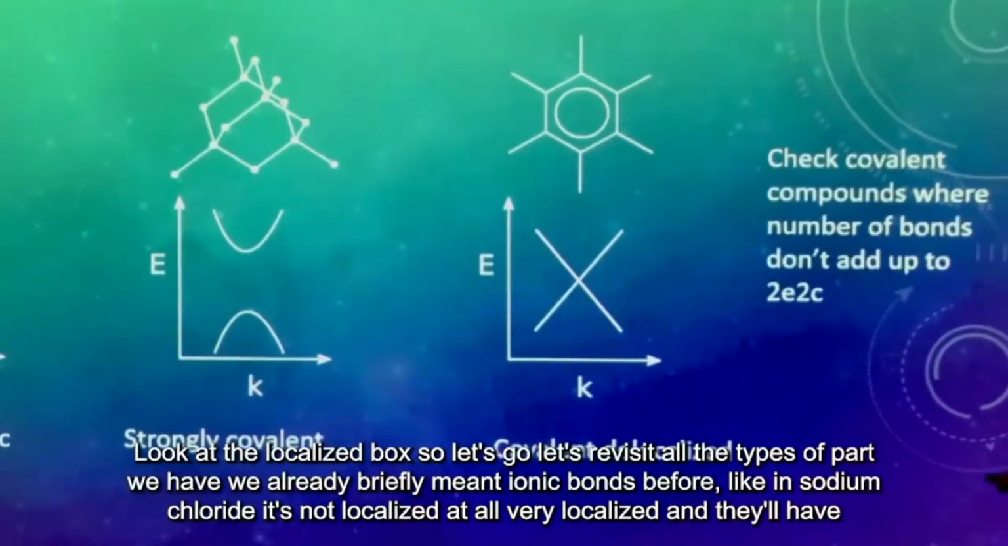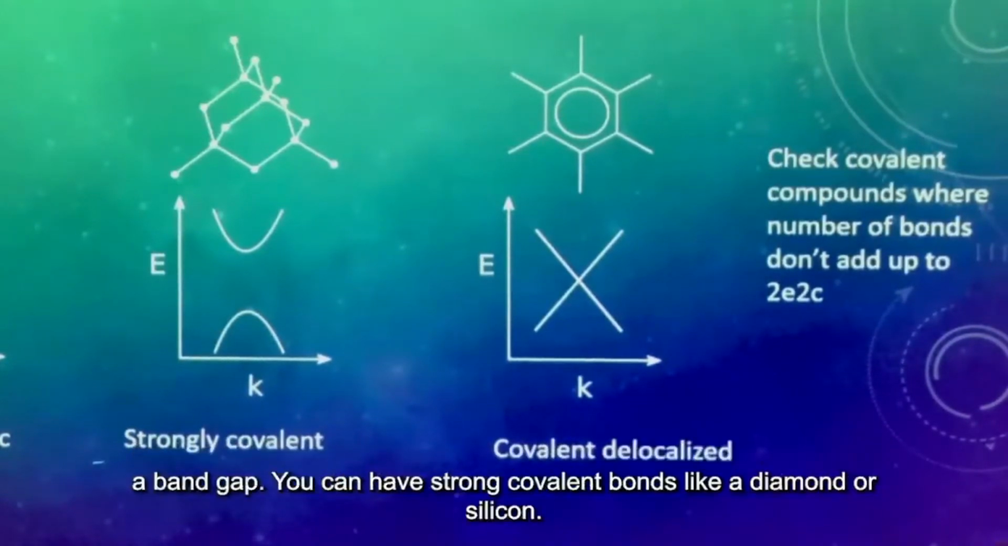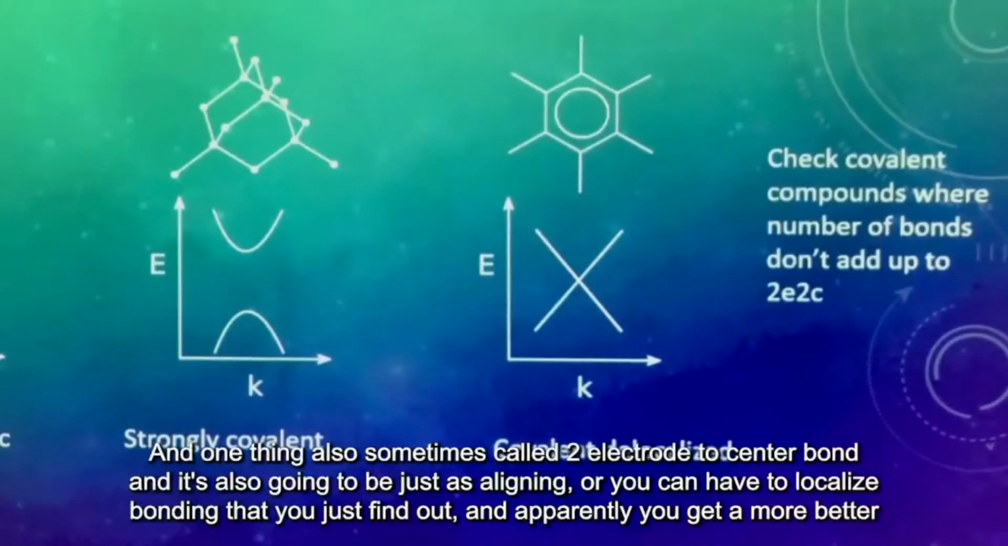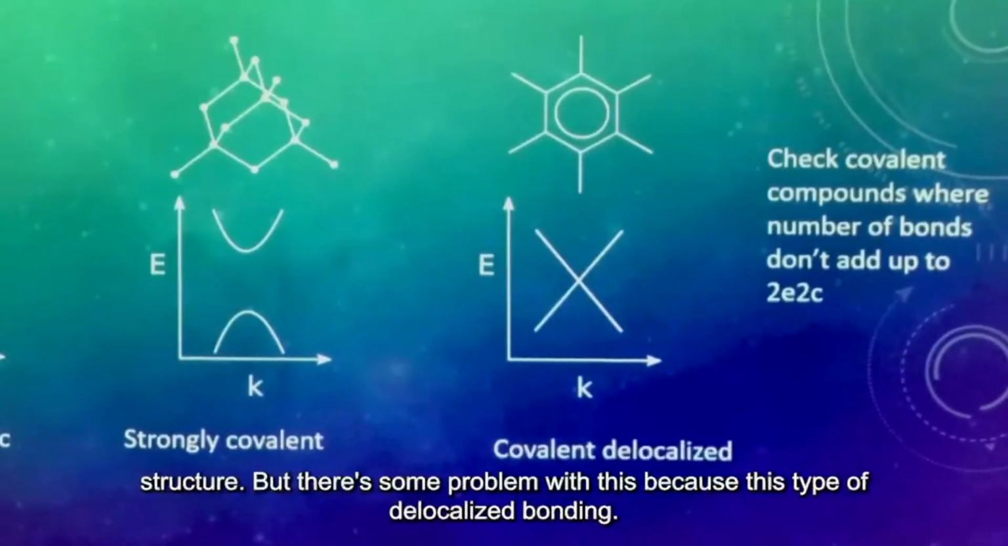We already briefly mentioned ionic bonds before, like in sodium chloride. It's not delocalized at all, very localized, and will have a band gap. You can have strong covalent bonds like in diamond or silicon. It is pretty localized between these atoms. Each 2 electrons will sit between 2 atoms and bond these, also sometimes called a 2 electron 2 center bond. And it's also going to be just insulating. Or you can have delocalized bonding that we just found out about, and apparently you get a better band structure.